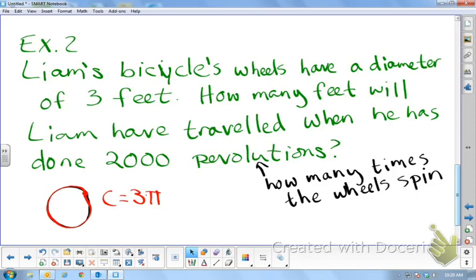But that's only one revolution. How am I going to find his total distance if he did 2,000 revolutions? Times it by 2,000. We could add 3 pi 2,000 times.